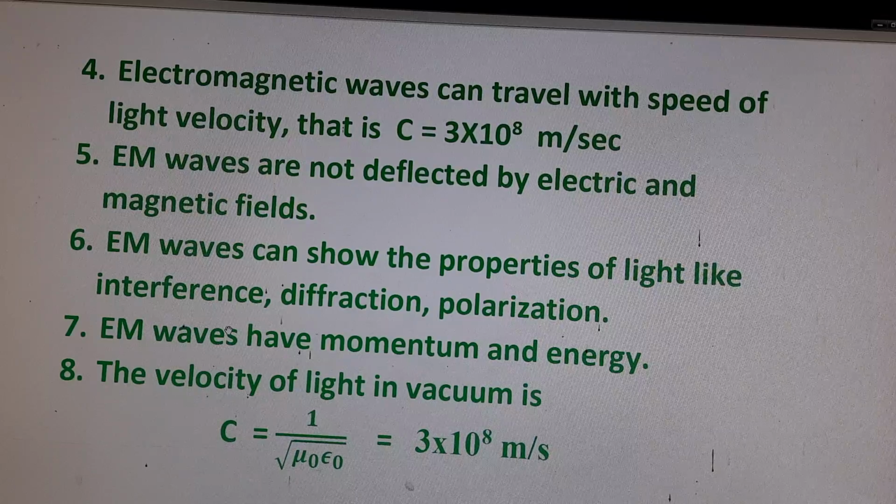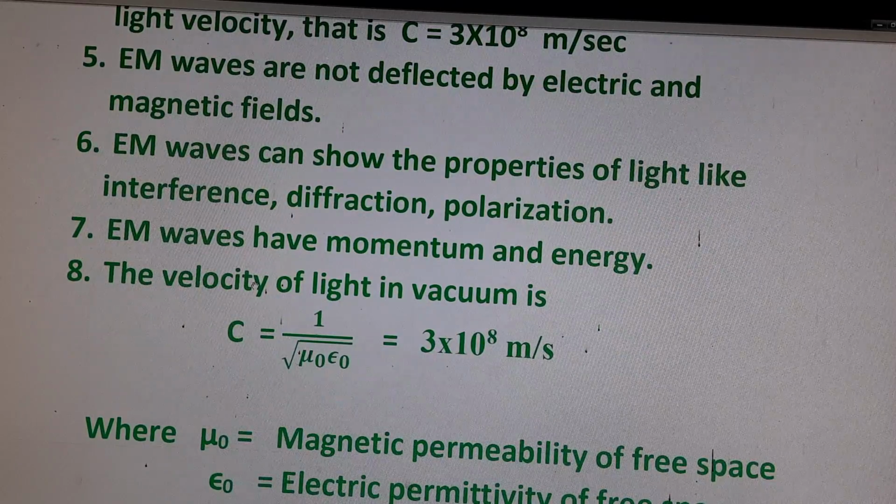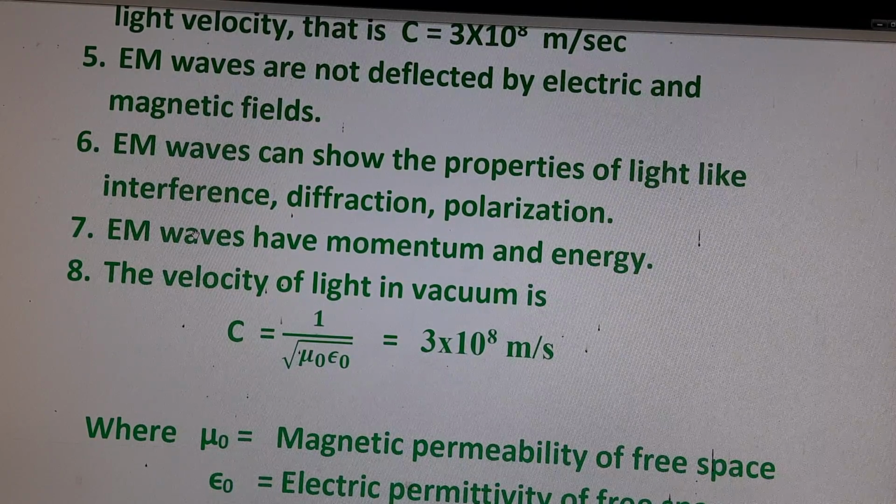Electromagnetic waves are not deflected by electric and magnetic fields. Why? Because the electromagnetic wave is itself produced by the electric and magnetic field, so it is not deflected by electric and magnetic fields. EM waves, EM meaning electromagnetic waves, show the properties of light: interference, diffraction and polarization.